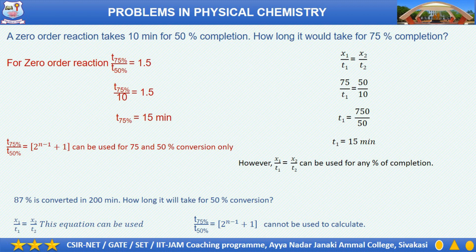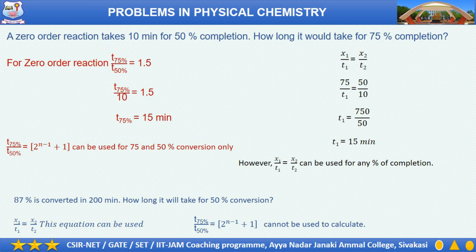Either you can make use of this equation or you can make use of this equation. I have already told you, x1 is the percentage of conversion for a particular time taken, and you can make use of any percentage. But this conversion can be used only for 75 and 50%. If 87% is converted in 200 minutes, what is the 50% conversion? You can't use this equation, but you can use this general equation. Therefore, you can make use of this equation for any percentage conversion.